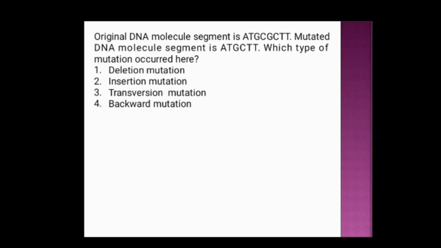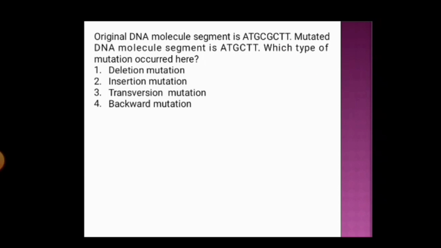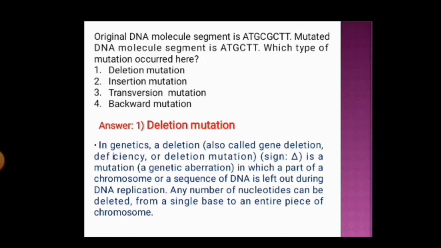In the original DNA molecule there are 1, 2, 3, 4, 5, 6, 7, 8 nucleotides, whereas in the mutated DNA segment there are 1, 2, 3, 4, 5, 6 nucleotides. So in the mutated DNA molecule there is deletion of 2 nucleotide bases. So this mutation will be deletion mutation, and the answer will be option 1, that is deletion mutation. In deletion mutation, as we have already discussed, there is deletion of 1 or more nucleotides from the DNA molecule.